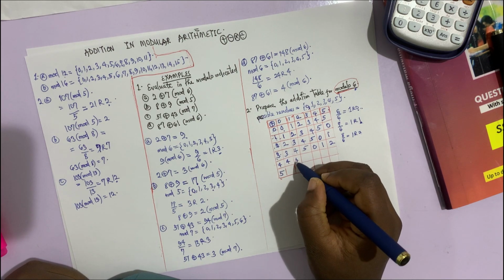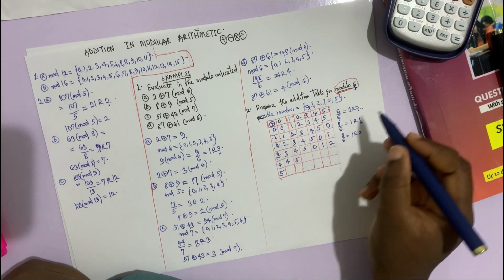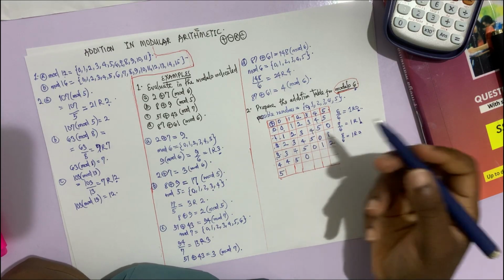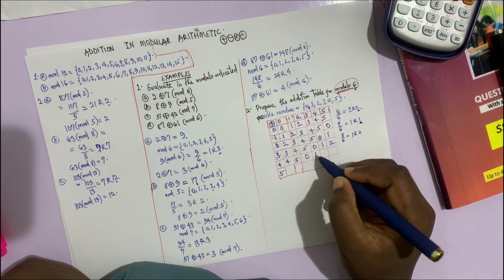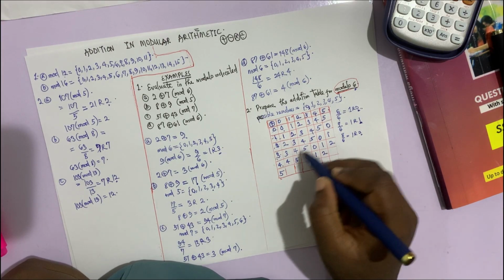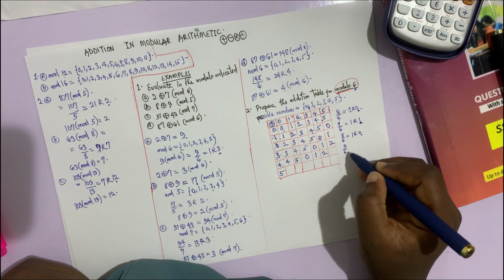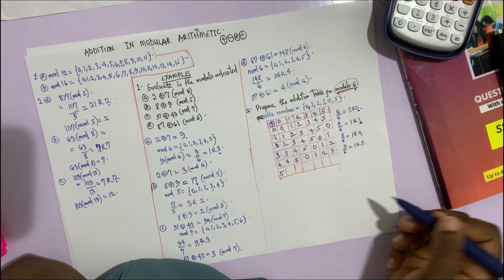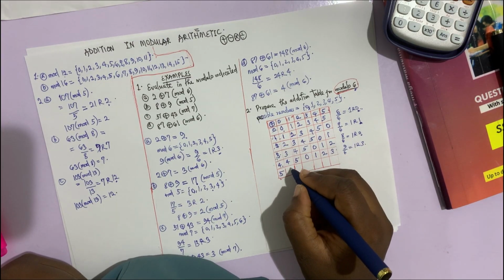4 plus 1, 5. 4 plus 2, 6. So 6, write 0. 4 plus 3, 7. So we write 1. 4 plus 4, 8. So we write 2. 4 plus 5, 9. 9 divided by 6, 1 remainder 3. So we write 3. 5 plus 0, 5.